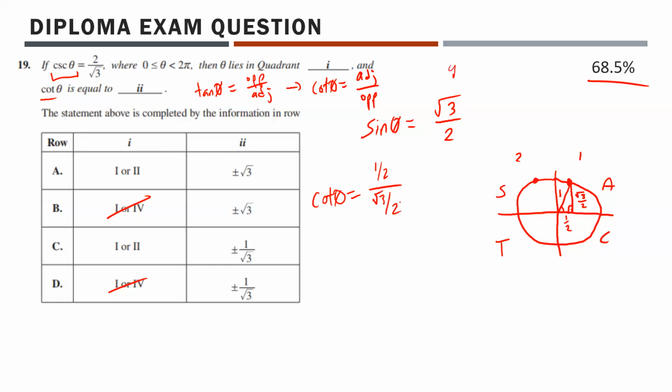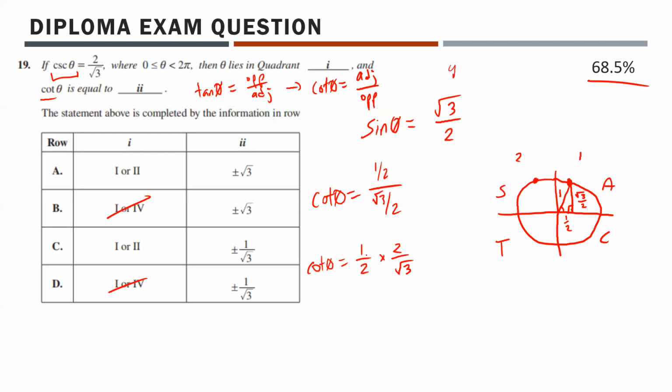Now this is a fraction divided by a fraction. We don't like doing fraction division, so we can actually change this to be cotangent theta equals the first fraction on the top times the reciprocal of the fraction on the bottom. We used to call that keep, change, flip. So keep the first one, change it from a divide to a times, and then flip the bottom one.